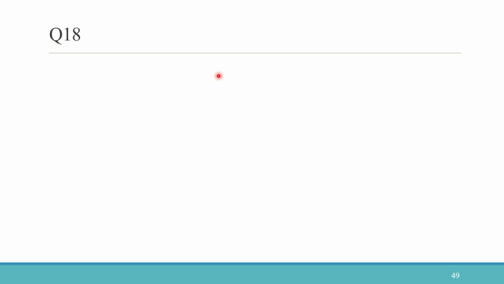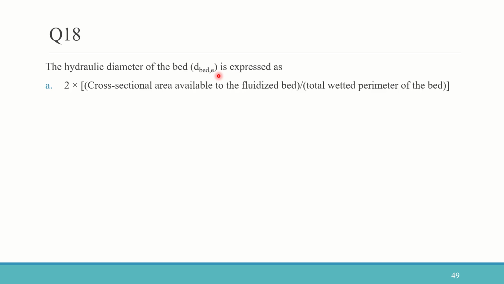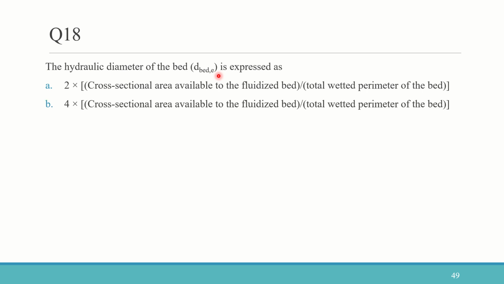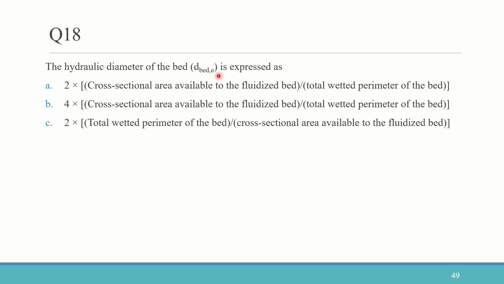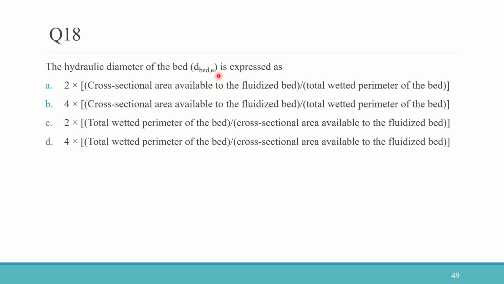Now let us go to question 18. The hydraulic diameter of the bed, D bed E, is expressed as dash. Option A, 2 into cross-sectional area available to the fluidized bed divided by total wetted perimeter of the bed. Option B, 4 into cross-sectional area available to the bed divided by total wetted perimeter of the bed. Option C, 2 into total wetted perimeter of the bed divided by cross-sectional area available to the fluidized bed. Option D, 4 into total wetted perimeter of the bed divided by cross-sectional area available to the bed.